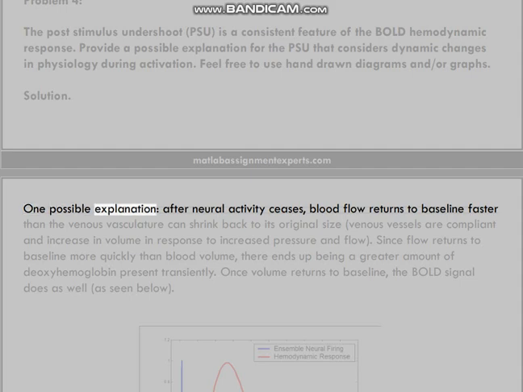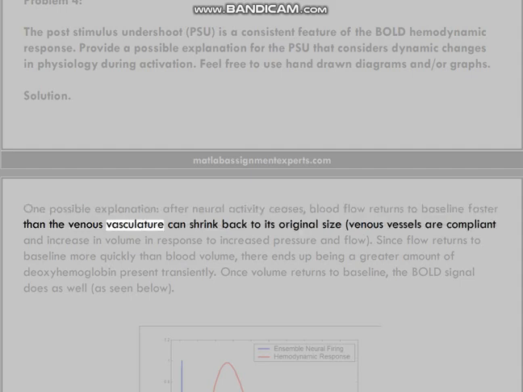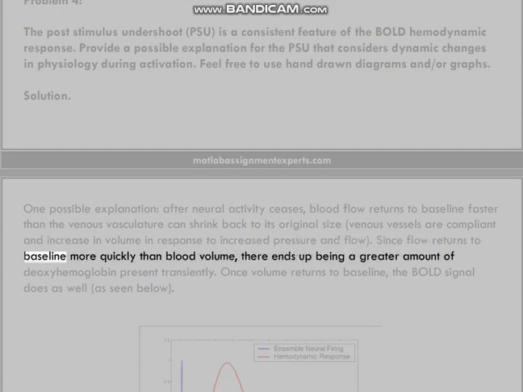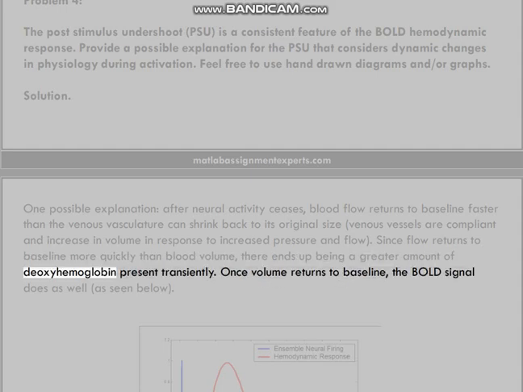One possible explanation: after neural activity ceases, blood flow returns to baseline faster than the venous vasculature can shrink back to its original size. Venous vessels are compliant and increase in volume in response to increased pressure and flow. Since flow returns to baseline more quickly than blood volume, there ends up being a greater amount of deoxyhemoglobin present transiently. Once volume returns to baseline, the BOLD signal does as well, as seen below.